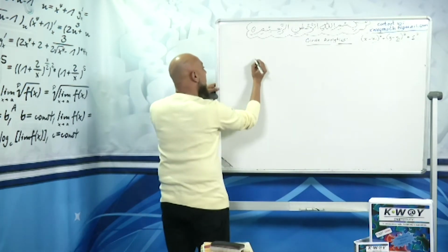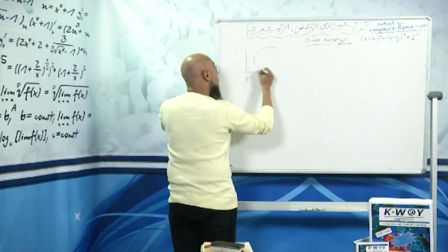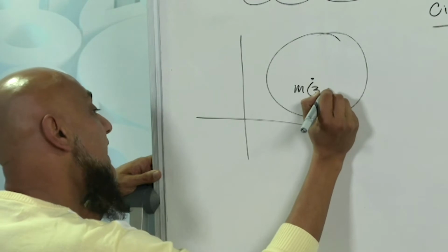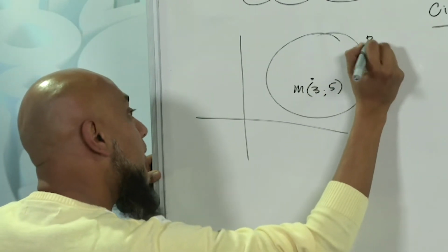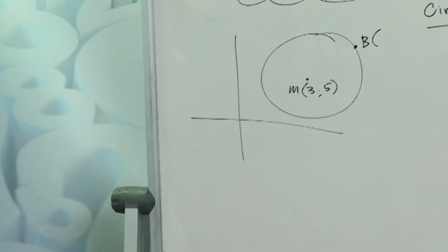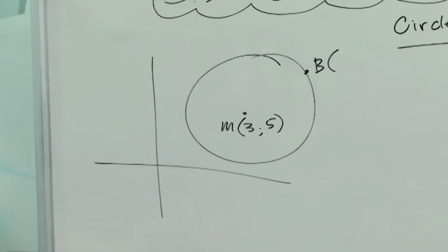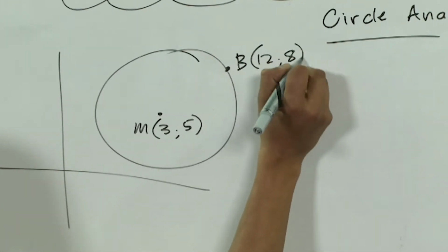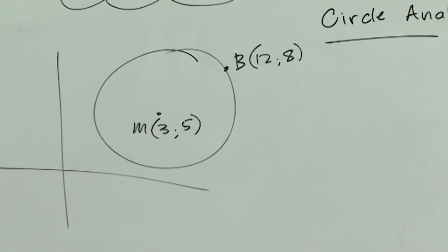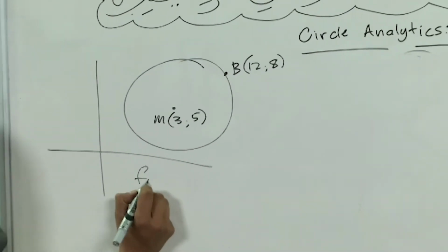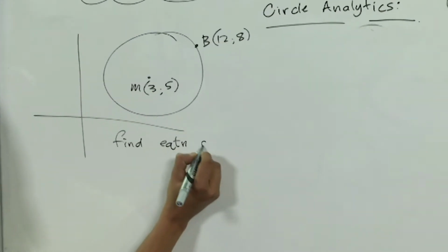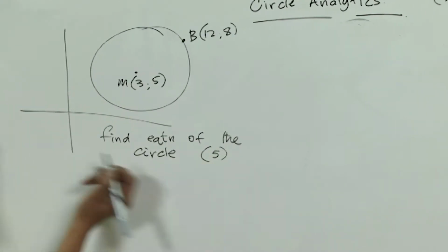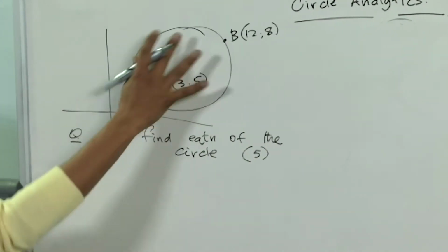They give you a circle, they give you the center, point M (3, 5), and they give you another point here and they call that point B. They say a circle with center M (3, 5) has a point B (12, 8) on the circumference. Find the equation of the circle. So the question is: find the equation of the circle. It's worth 5 to 6 marks. Question, answer. That's given in the exam.